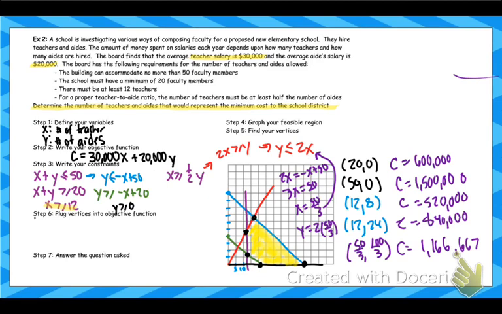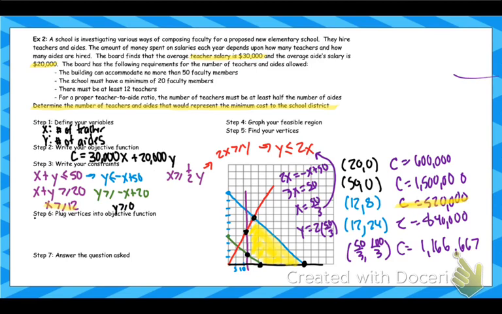So now that we're looking at those values, we're going to actually answer our question. If you remember, the original question wanted to know what the minimum cost to the district is going to be. Well, if I want to know the maximum cost, that would be my answer. But since we're looking for the minimum cost to the district, what we're looking for is which C value ended up the lowest. And that would be this C value here. So the lowest cost to the district would be $520,000.